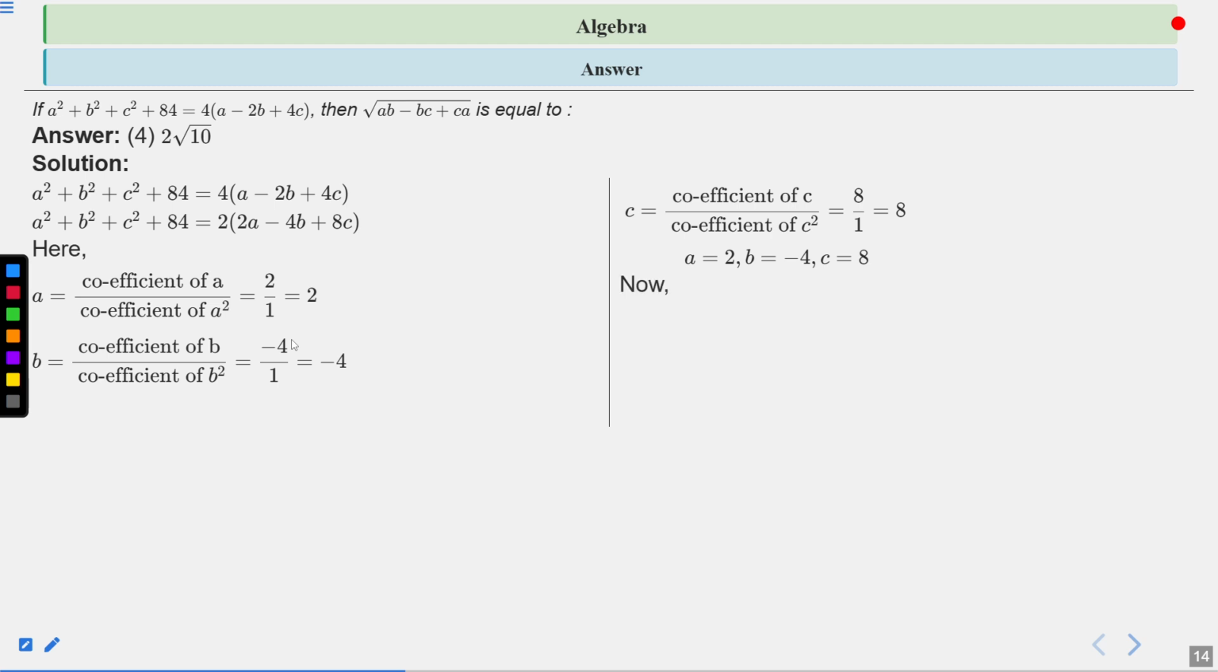So just put these values in the given equation. Now the expression is under root a into b minus b into c plus c into a. So when we put the values, we get under root minus 8 plus 32 plus 16. Now when we simplify it, we get under root 40, or we can say 2 root 10. So the fourth one is the correct answer of this question. Next one.